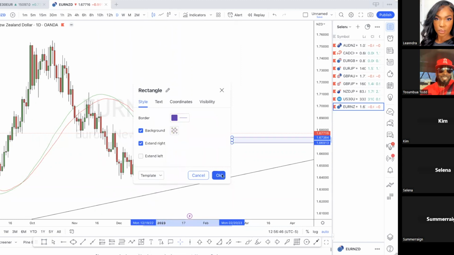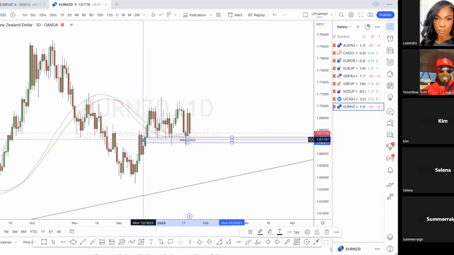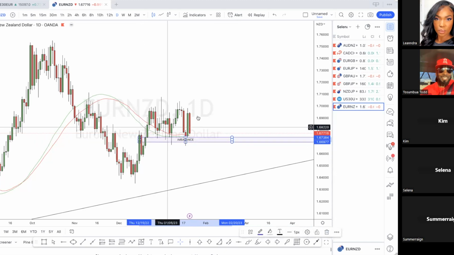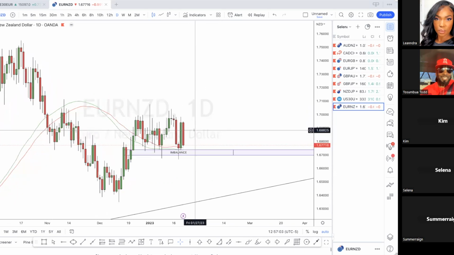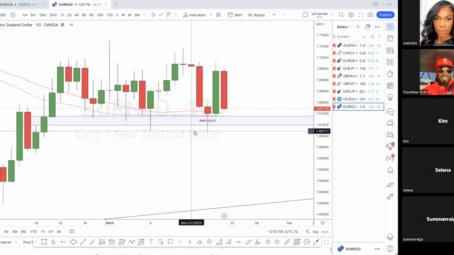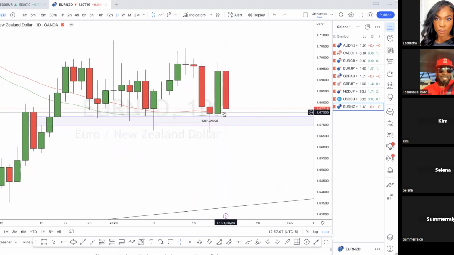Imbalance. So maybe this was the push up. This was the pullback. Let me make it big for the buy up. Talk about the sweeping of the lows. I believe it's gonna buy up.